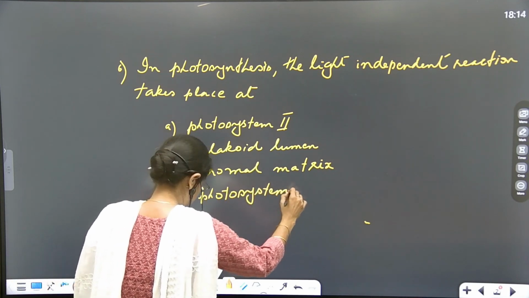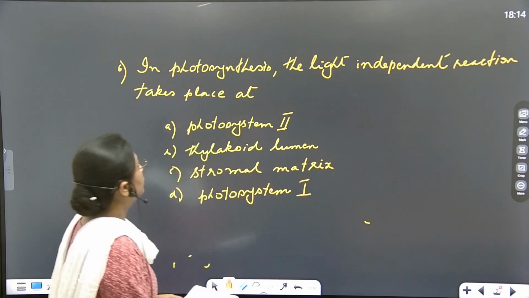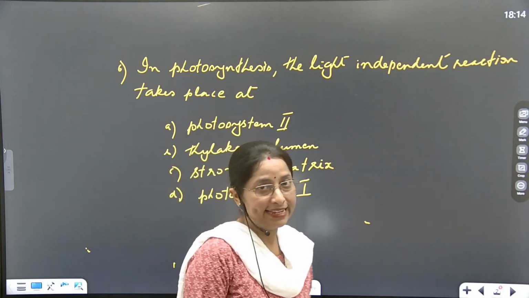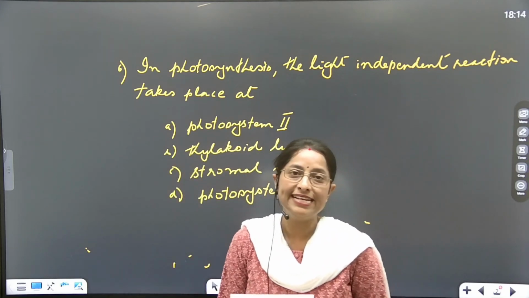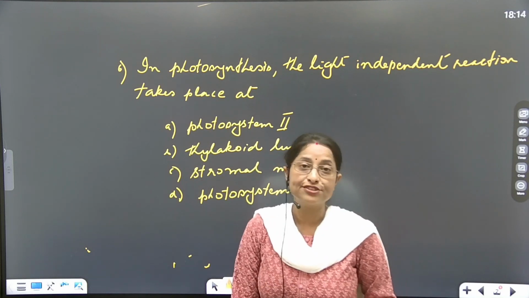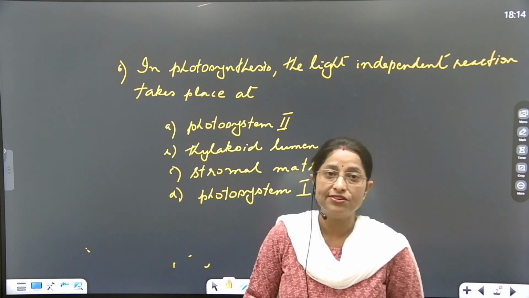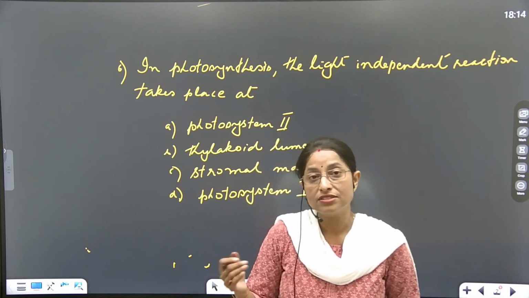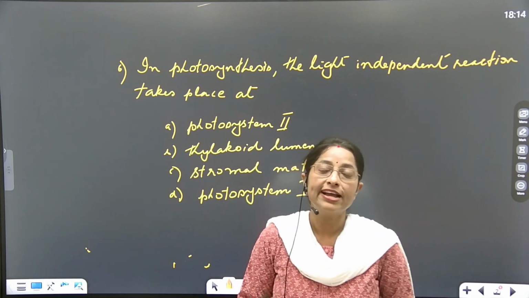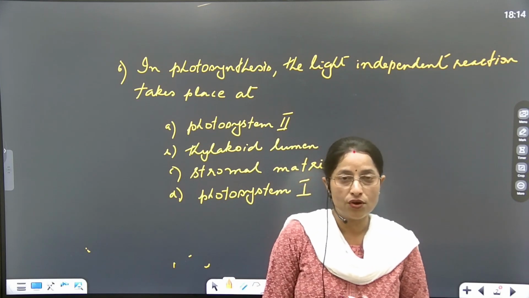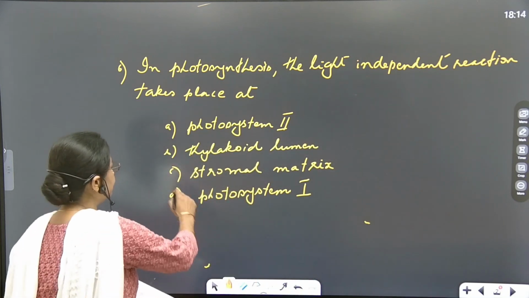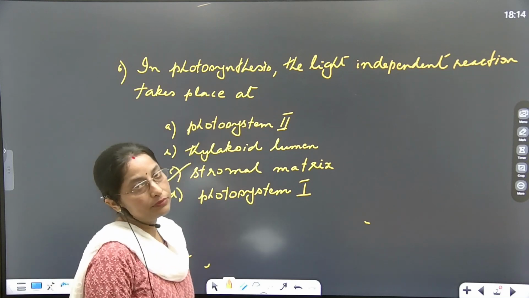And the fourth option is photosystem 1. So the question is, in photosynthesis, the light-independent reactions take place where? There are light-dependent reactions and light-independent reactions. Light-dependent reaction is the light reaction of photosynthesis, and light-independent reaction is obviously the dark reaction. So the question is just asking what is the place where the dark reaction occurs. We know light reaction occurs in the thylakoid and dark reaction occurs in the stroma part of the chloroplast. So the answer would be the stromal matrix.